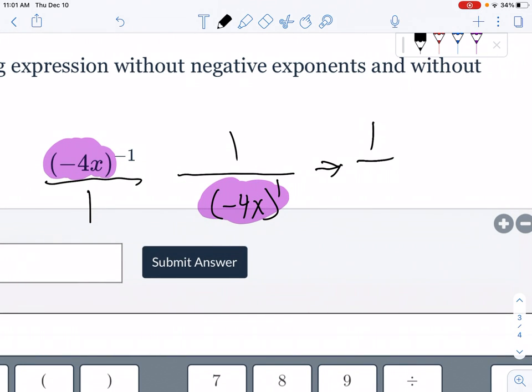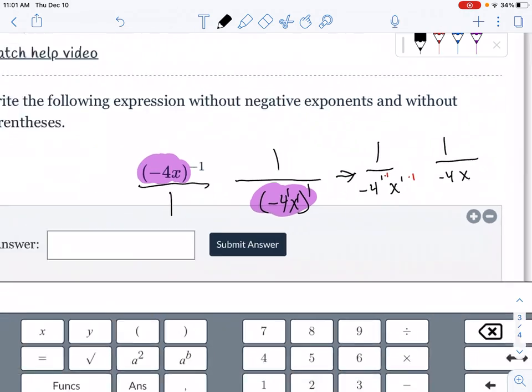So everybody on the inside, -4 gets a first power, x gets a first power. Or that's what they already have. So that's -4 to the first and x to the first. And then in red here, they're getting another power of 1 that will multiply. So 1 over, it still is just -4 and x.